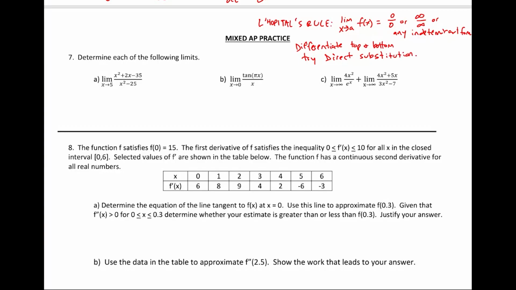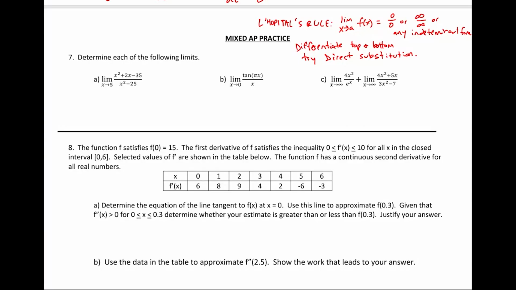Okay, if you get another indeterminate form, like let's say you use L'Hopital's rule and then you get something like 0 over 0, then you can just use L'Hopital's rule again. Just find the second derivative, and if that doesn't work, the third derivative. You can keep differentiating until you get the expression to a point where you can use direct substitution. So let me show you what I mean by that on A.